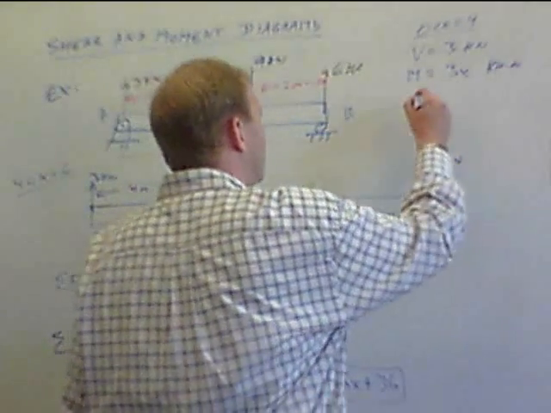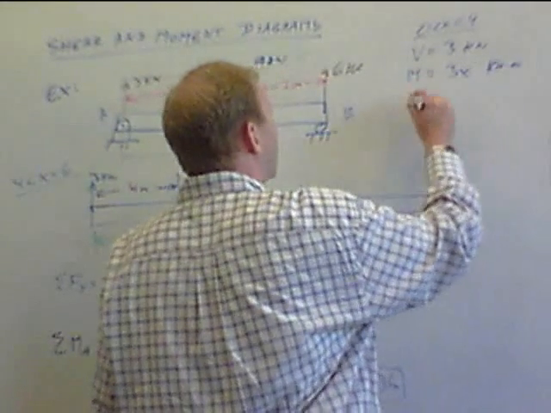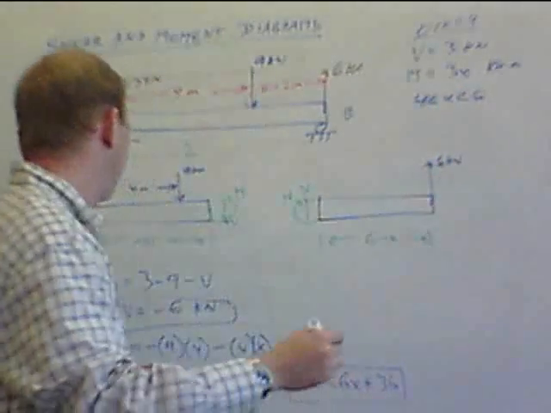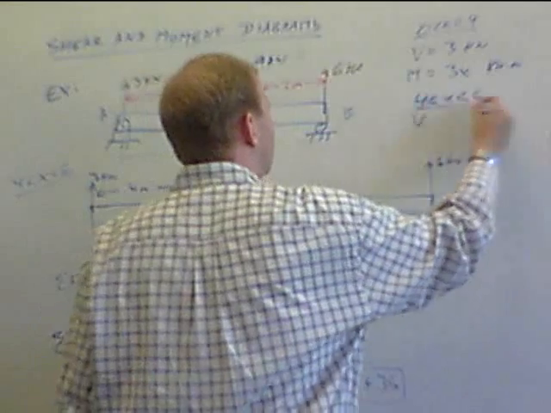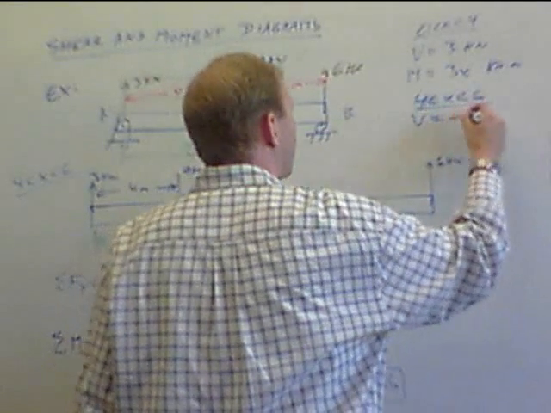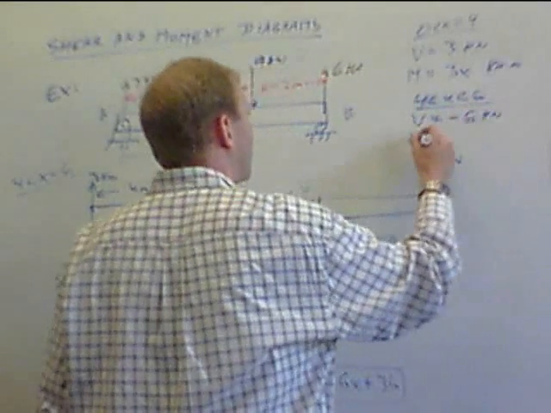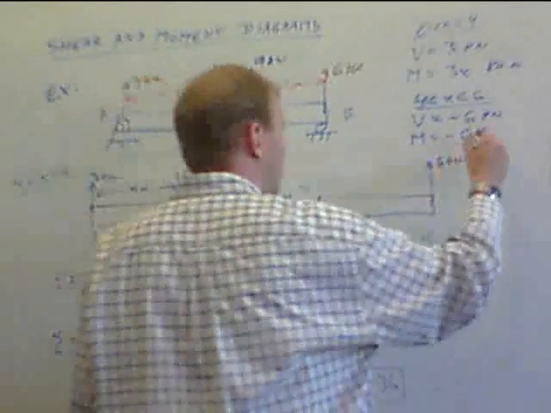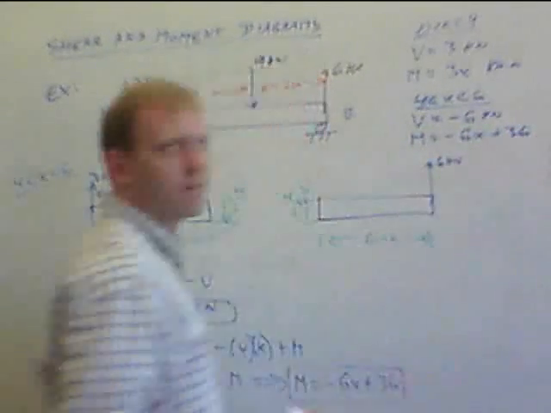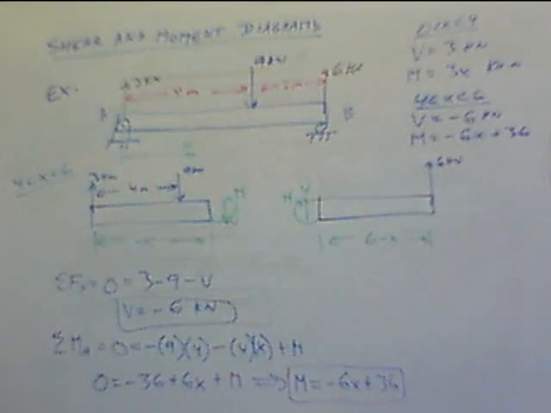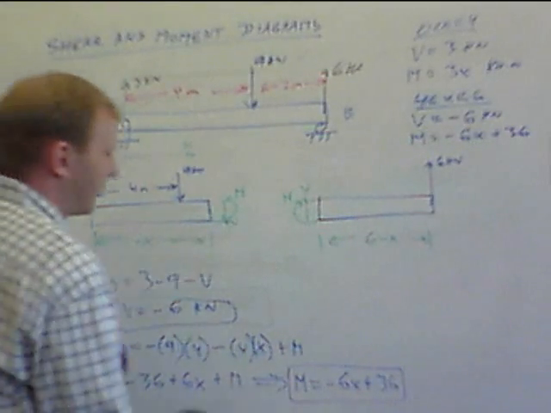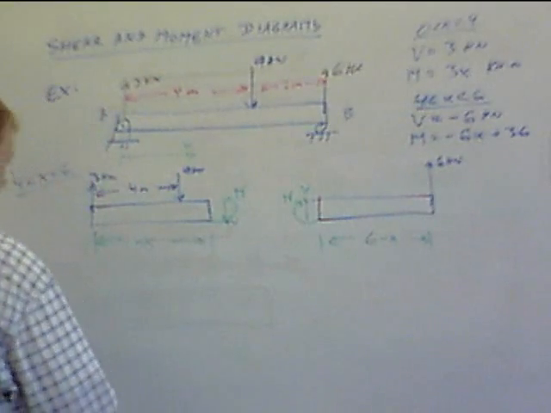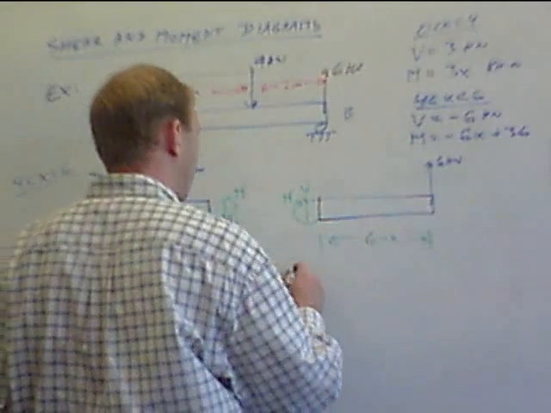I'll write that up here. So from 4 to x to 6, we have V equals negative 6 kilonewtons and moment equals minus 6x plus 36. Okay. So I am going to take a look and show that this does work out the same on the right hand side. We will get the same answer. It's going to be a little quicker.